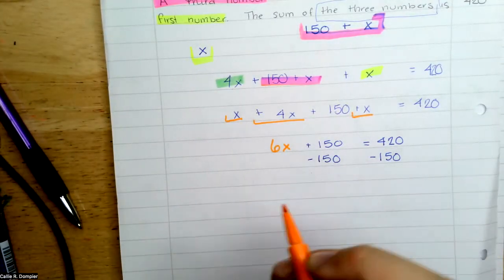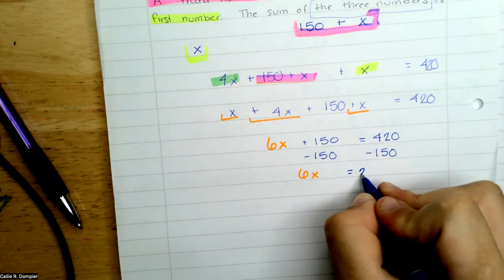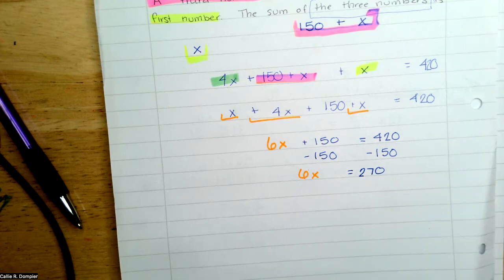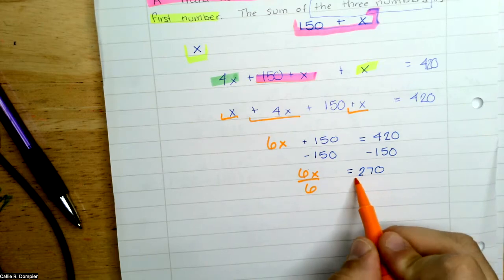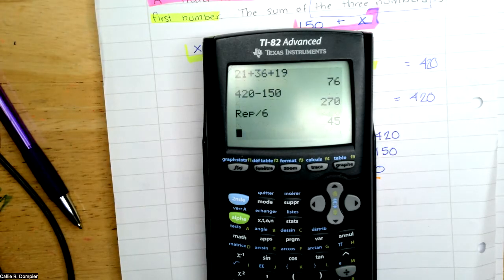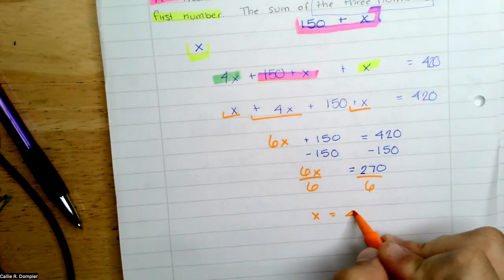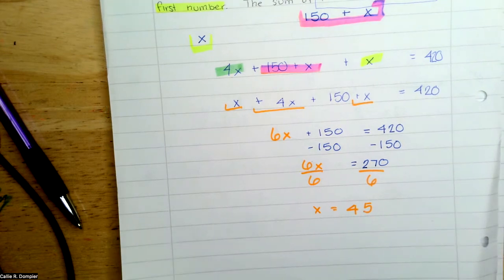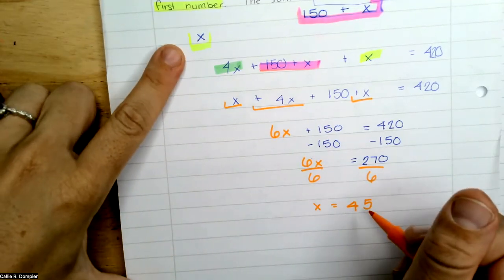Now I have 6x equals 270, right? Divide by 6, divide by 6. 270 divided by 6 is 45. x is 45. Good. Let me pause and see what they ask us. All right. Again, they ask us for all three of those numbers. So we found the first one. The first one is 45.